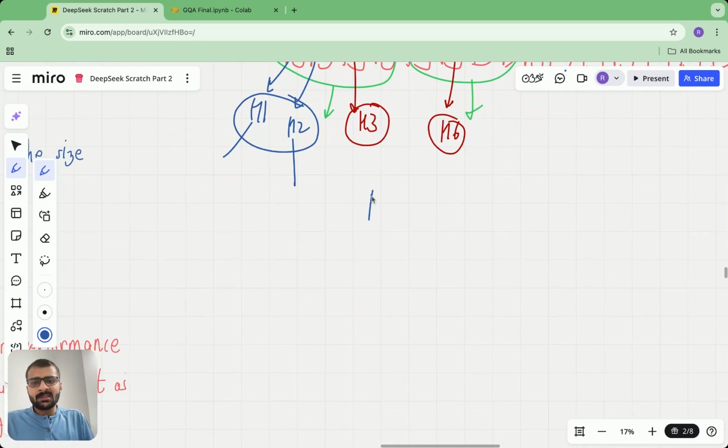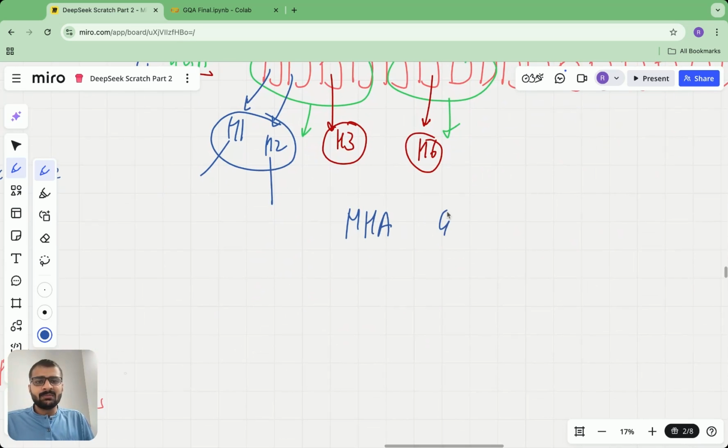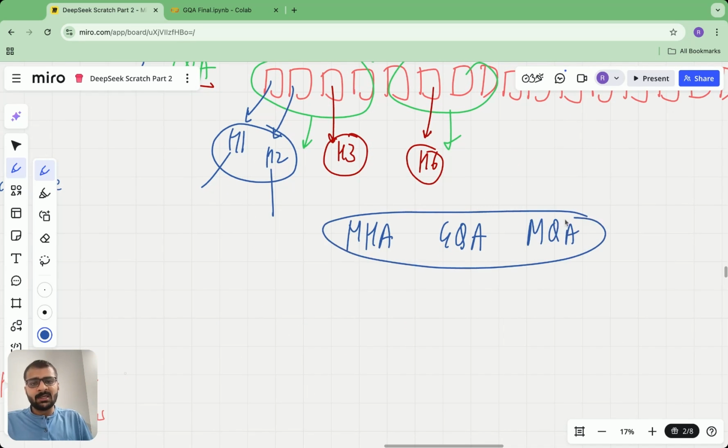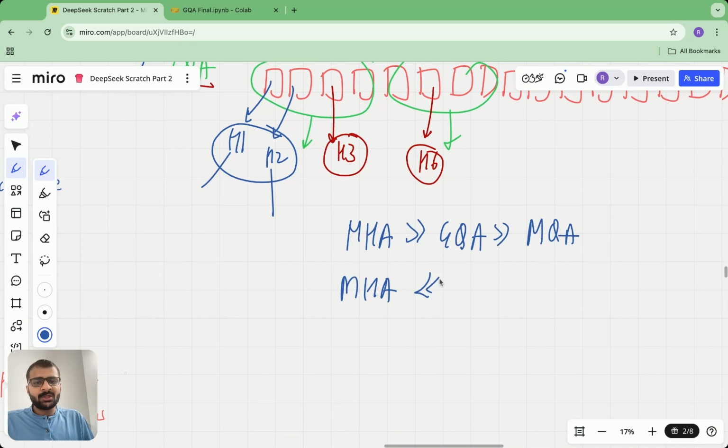So MHA is the best in terms of diversity. Then comes GQA and then comes MQA. This is only in terms of diversity. In terms of memory of the KV cache, it goes the other way, which we'll come to right now.